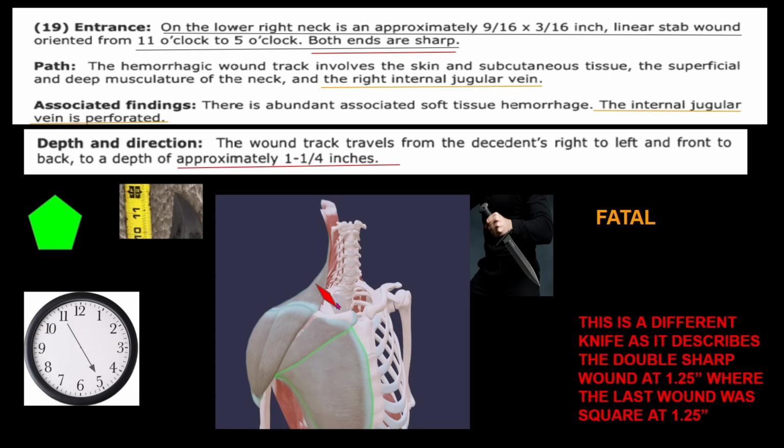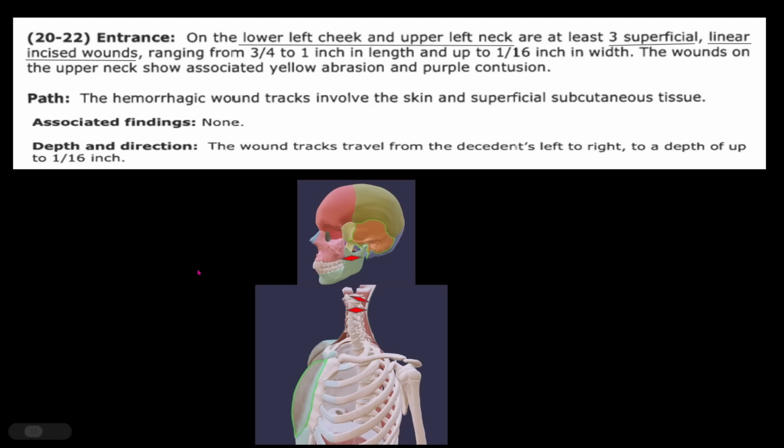So that is interesting, and it would have proved fatal on its own because you can see it involves skin, superficial and deep musculature of the neck, and the right internal jugular vein. The internal jugular vein is perforated from this wound as well. So it would have been a fatal wound. It just would have taken longer. Next, on the lower left cheek and upper left neck, there are 3 superficial linear incised wounds. So we got 3 slices on the neck here and the chin.